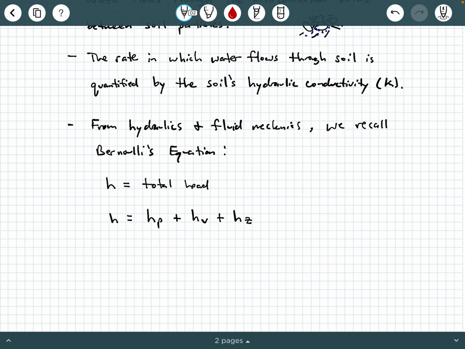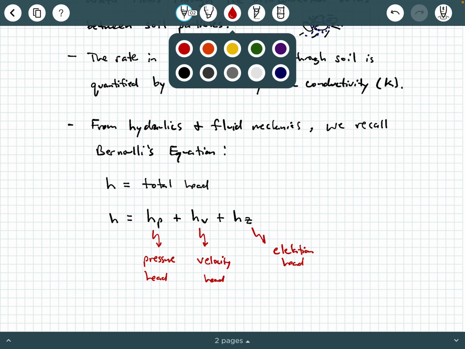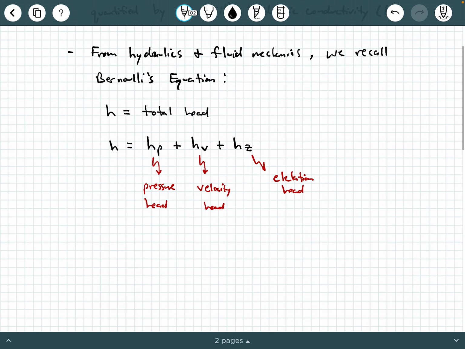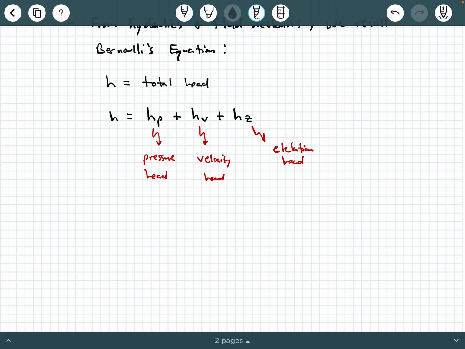So let's make a note here. This right here is pressure head. That's H sub P. H sub V is velocity head. And H sub Z is elevation head. Okay? And if you add those up, that gets you total head. Now, what are each one of these components? How do we evaluate each one of these components?